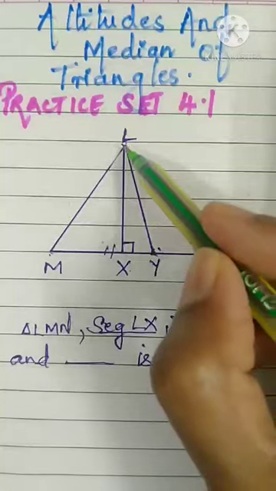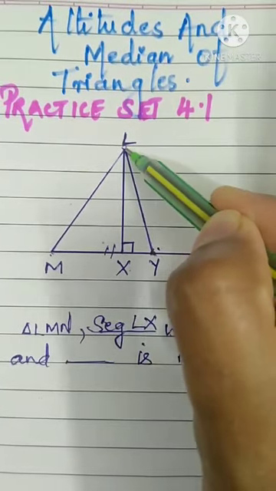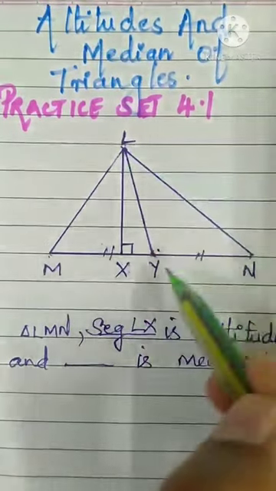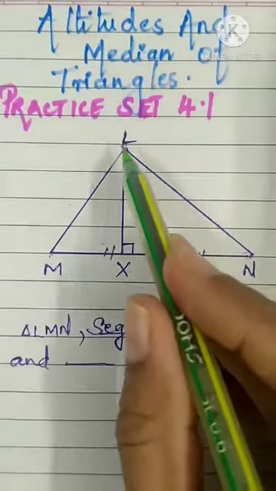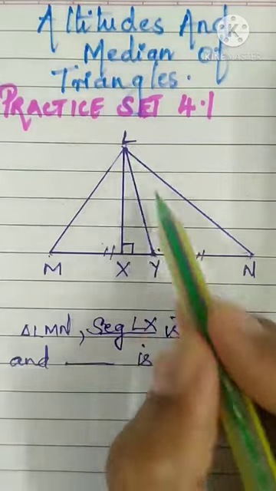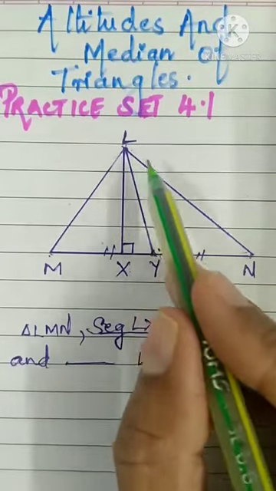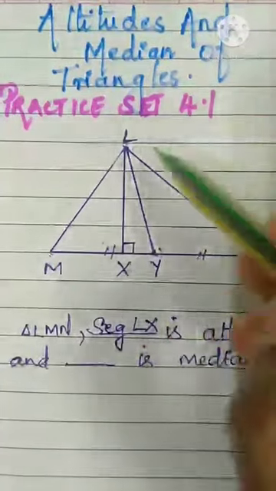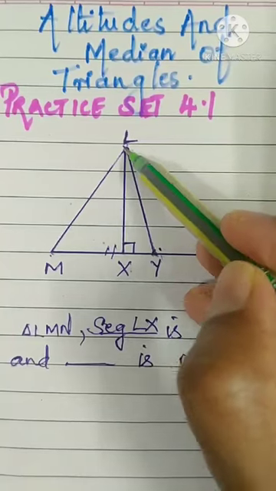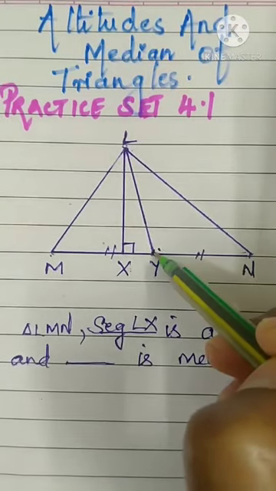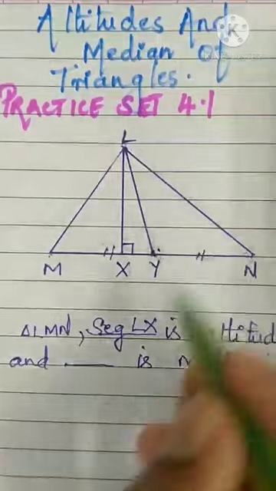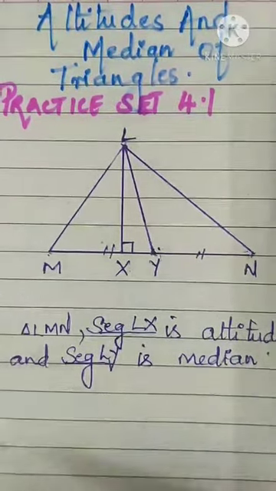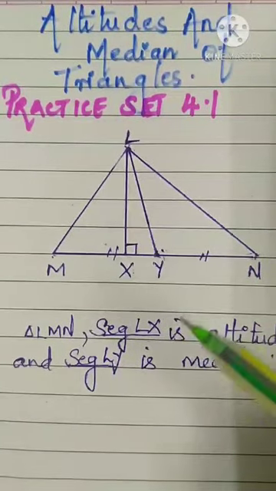So the segment joining the vertex and the midpoint of the opposite side. For vertex L, the opposite side is MN, and the segment joining the vertex and the midpoint is called the median. In this figure, the vertex is L and the midpoint of the opposite side is Y, so the name of the median is segment LY. In detail, we'll be discussing medians now.